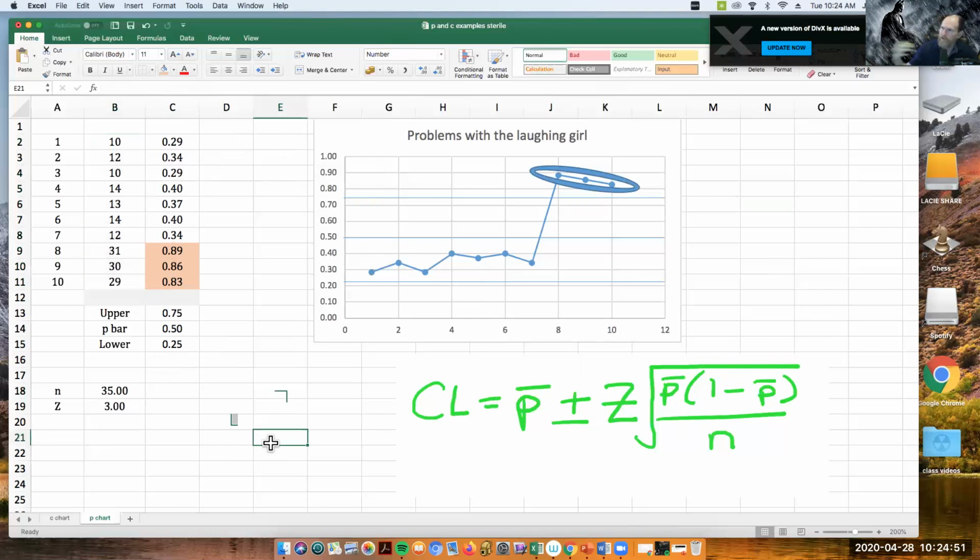Any questions on anything? P chart, C chart, X chart, R chart, any of this?